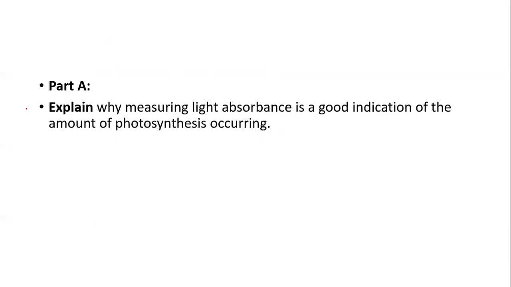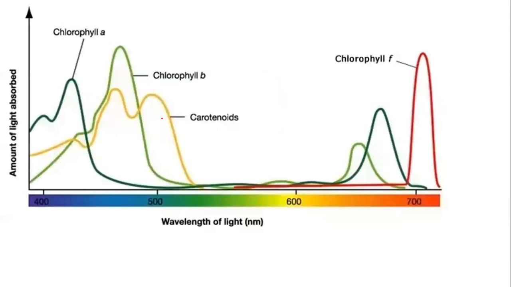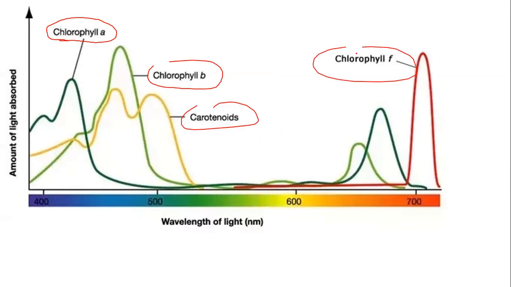Part A: explain why measuring light absorbance is a good indication of the amount of photosynthesis occurring. So this one is pretty simple, but it is worth your time to revisit what's going on here. This is just taken from a stock photo on the internet, right? Plants have more than one type of pigment. And so chlorophyll A, if you look here, this dark green one, can absorb the wavelengths right around, let's say maybe 430.